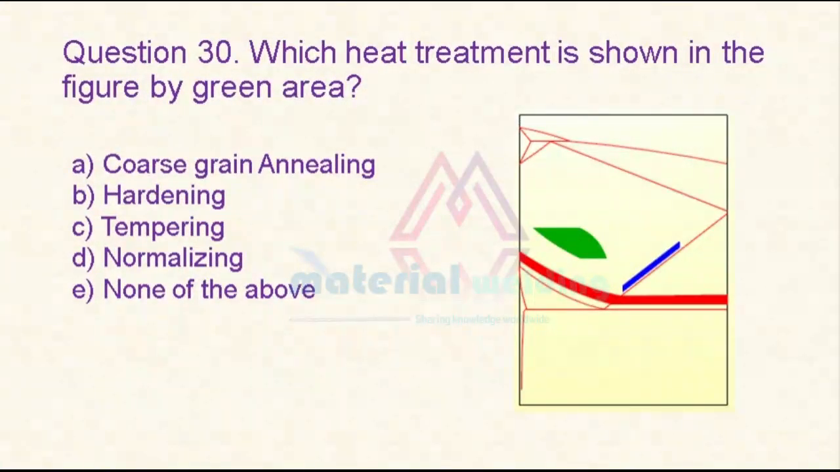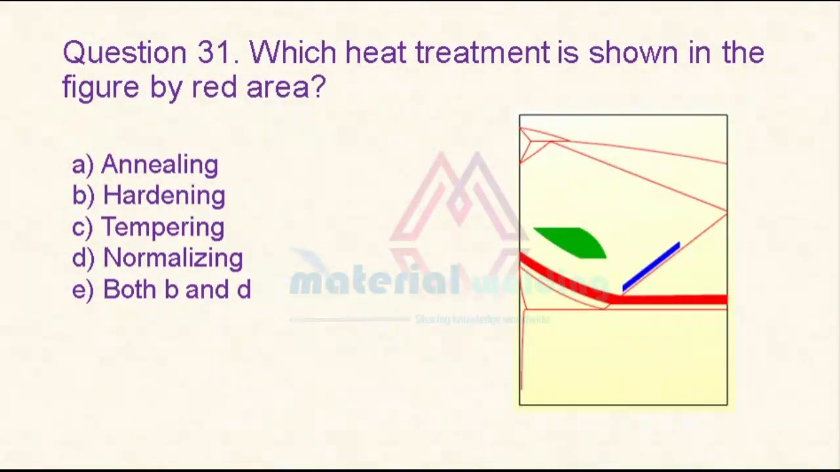Question 30. Which heat treatment is shown in the figure by the green area? A. Coarse grain annealing. B. Hardening. C. Tempering. D. Normalizing. E. None of the above. Question 31. Which heat treatment is shown in the figure by the red area? A. Annealing. B. Hardening. C. Tempering. D. Normalizing. E. Both B and D.